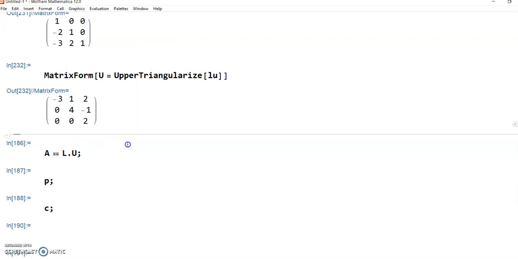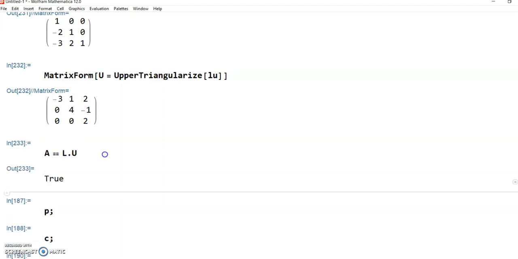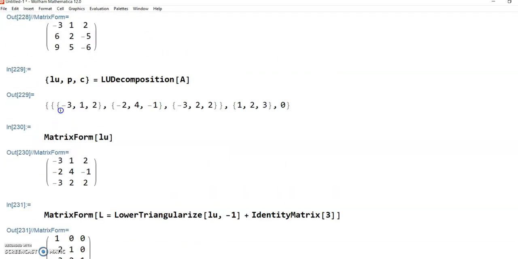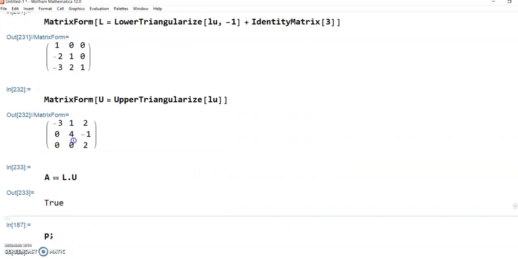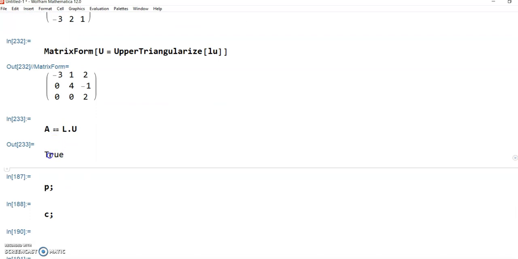So we can verify it as well. For this we can write A double equal L dot U. If the result of this equation is true, then that means our answers are correct. So we have A over here as this matrix, and we have L as this matrix and U as this matrix. So when we multiply L by U, we get A, and this shows that this equation is true. So that means we have verified that the answers are true.